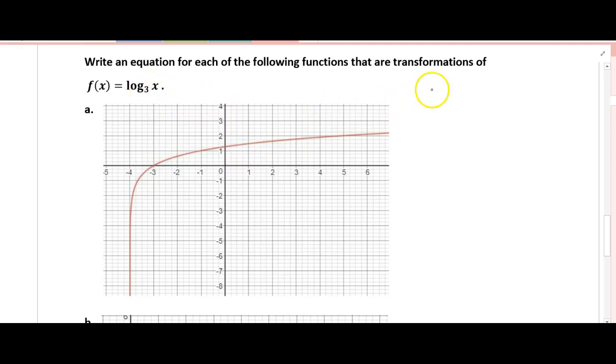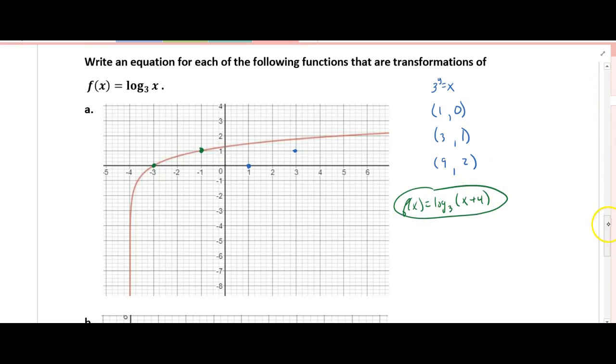The first one here, if I graph the parent function, 3 to the y equals x, I know one ordered pair: if y is 0, x is 1. When y is 1, x is 3. And when y is 2, x is 9. So that's the parent function. So 1, 0, we have 3, 1. And then 9, 2 falls off, but I'm just going to use these 2 points. I'm going to look on this graph to where the other nice points are. We have a nice point here, a nice point here. If I look, what happened? We went 4 to the left, 4 to the left. So f of x equals log base 3 of x plus 4, because adding 4 is how we shift it to the left.